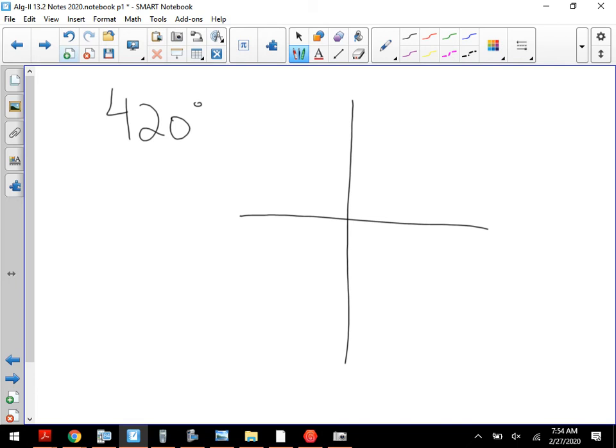What I want you to do is start visualizing what it looks like as you go around. We know we've got to go counterclockwise. There's 360. Now I have to figure out how many more degrees I have to go. I back out 360 because I've already done that, and I'm left with 60 degrees. So now I just go into the first quadrant 60 degrees.